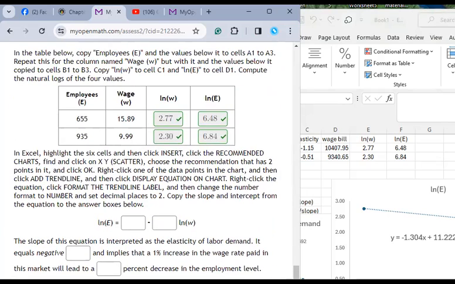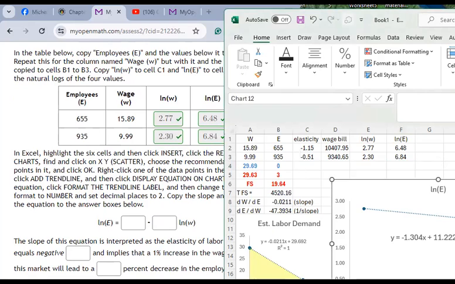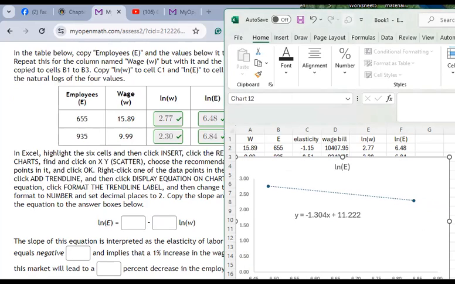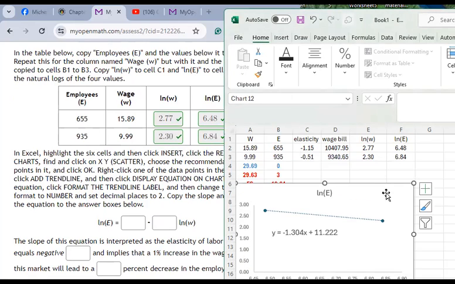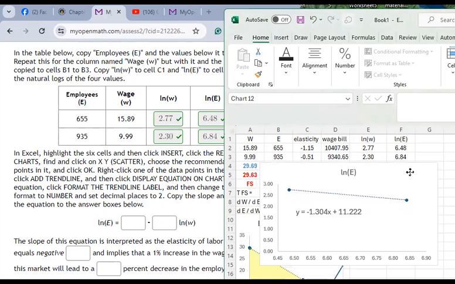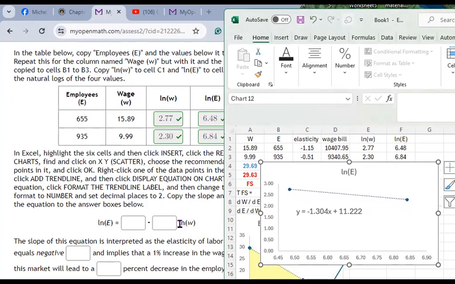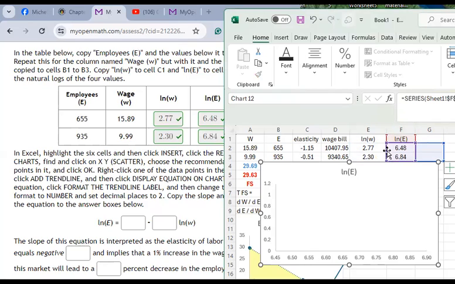Okay. Let's just make sure this equation is correct here, or this graph is correct. Okay, so we want natural log W on the x-axis, right? We want natural log W on the x-axis, and we want natural log E on the vertical axis. We got this flipped around, right? We got to flip it around here. So what I need to do is I need to delete this, and we're gonna flip these as well, right?